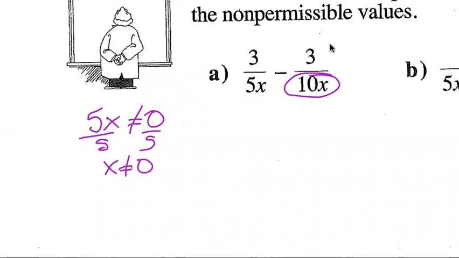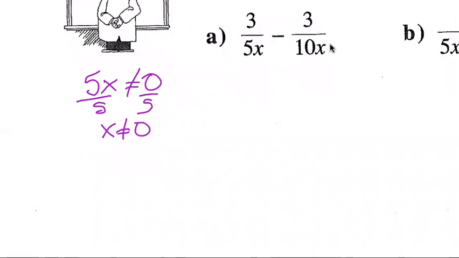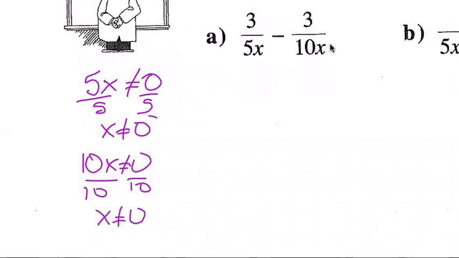In monomials, it's always really going to be x cannot equal 0. When we get into binomials and other things, it'll be different. So I really don't need to do this 10x because it's still going to give me x cannot equal 0. Just to show you that, 10x cannot equal 0. Divide by 10, x cannot equal 0. So you get the same thing anyway, and we only have to state it once.